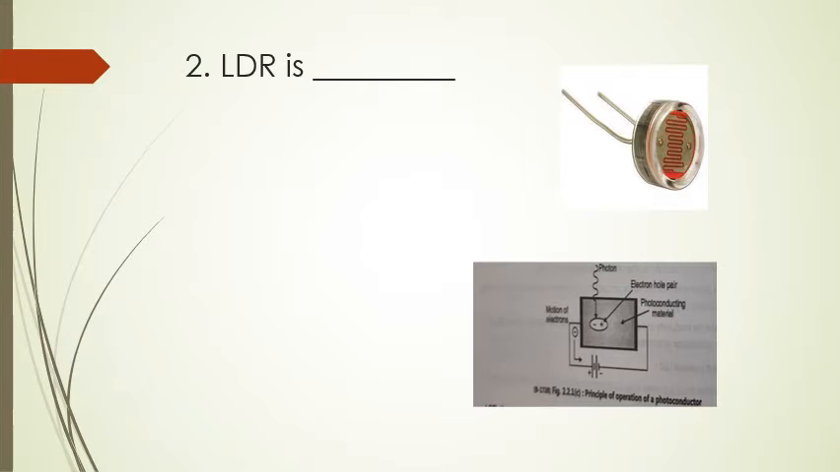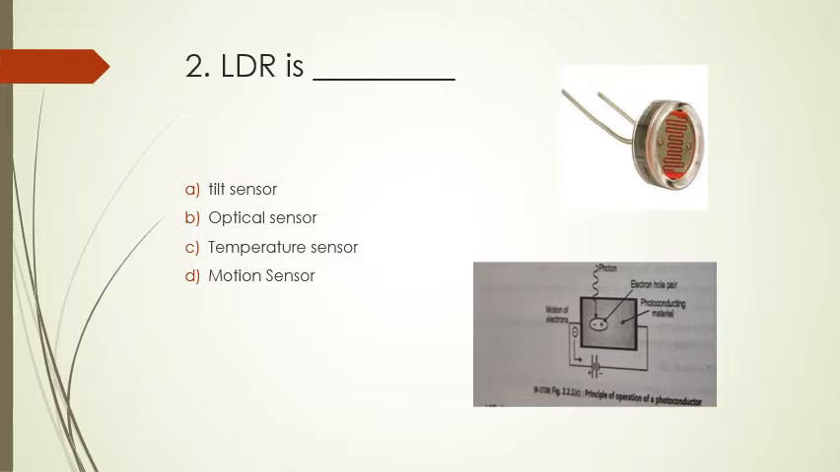Then, LDR is dash. This is how the LDR looks. We have often discussed it, and its principle is the photoconductive effect, or photoconductivity. The options are tilt sensor, optical sensor, temperature sensor, or motion sensor. It gives us current when light or a photon is incident on it. So the correct option is B, optical sensor, because optics is related to light.